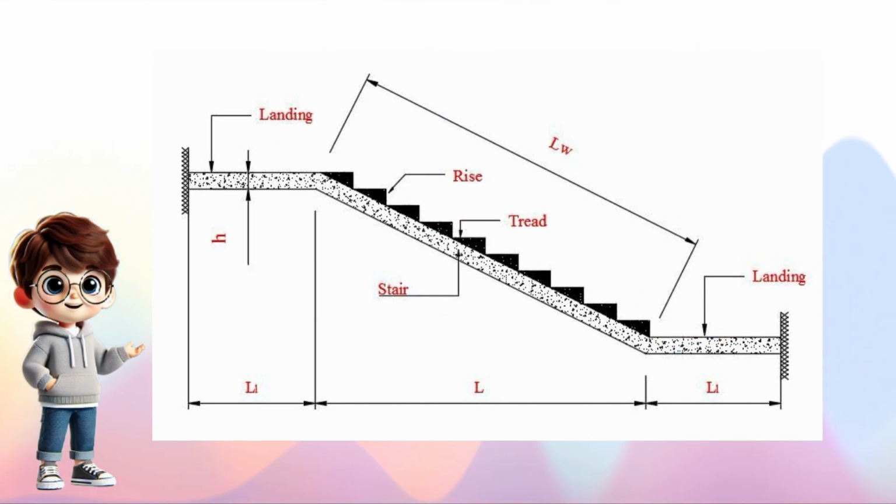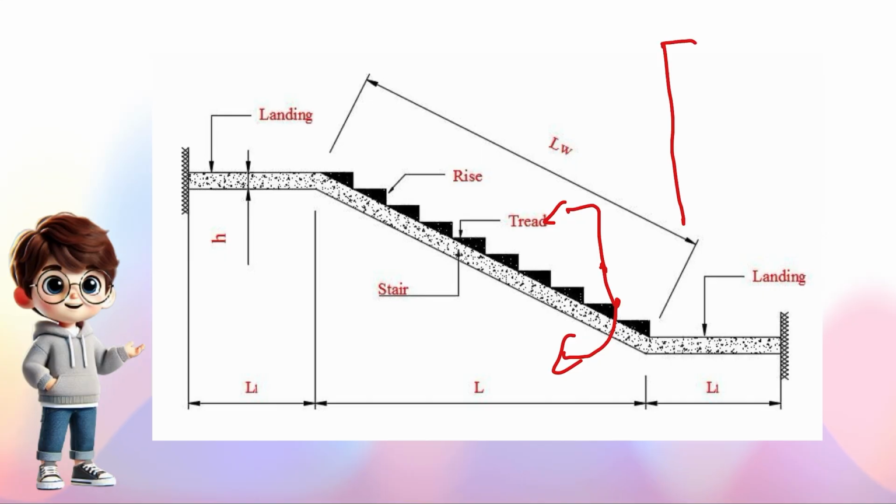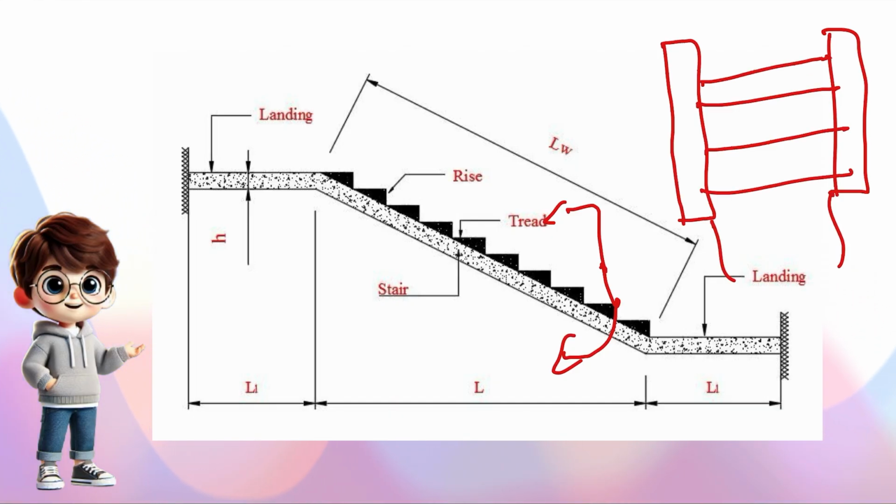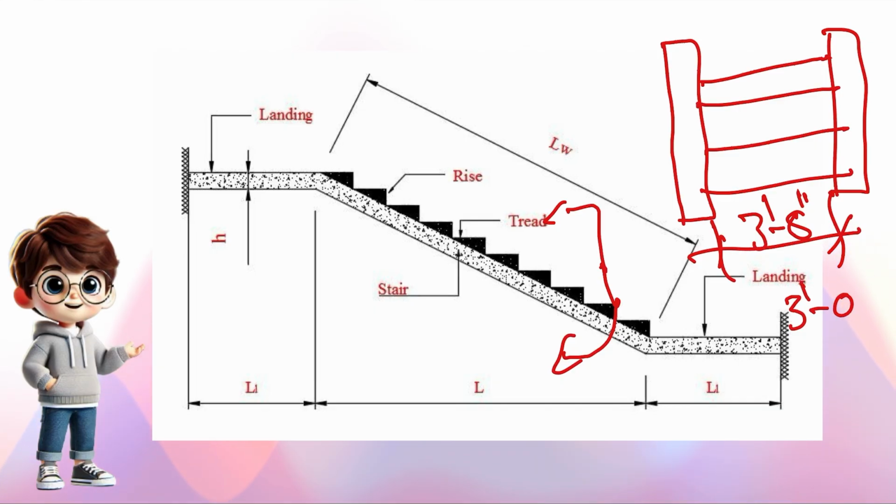Now if we take the section view of the stair, since it is a concrete stair, there will be 2 walls and there will be steps like this. This width will usually be 3 feet 8 inches for commercial buildings, and for industrial it will be 3 feet.